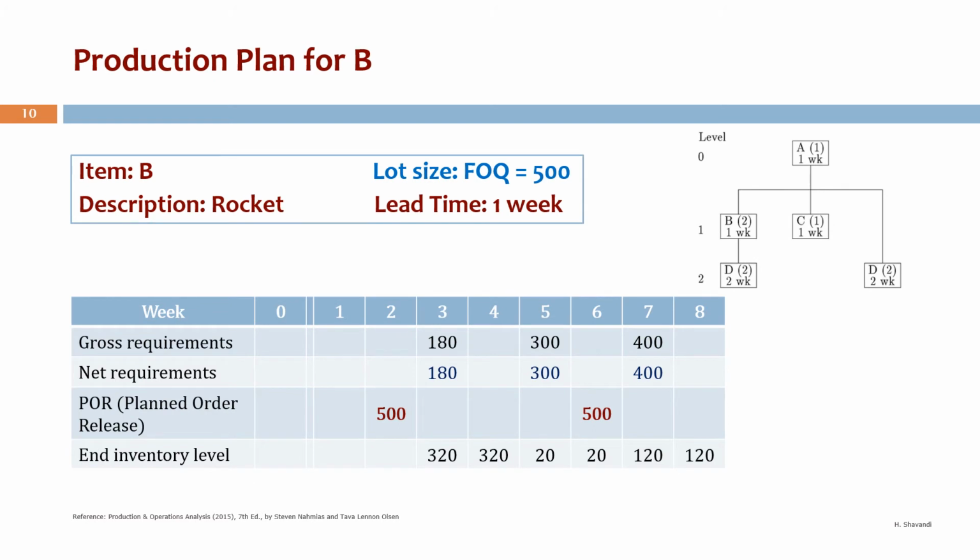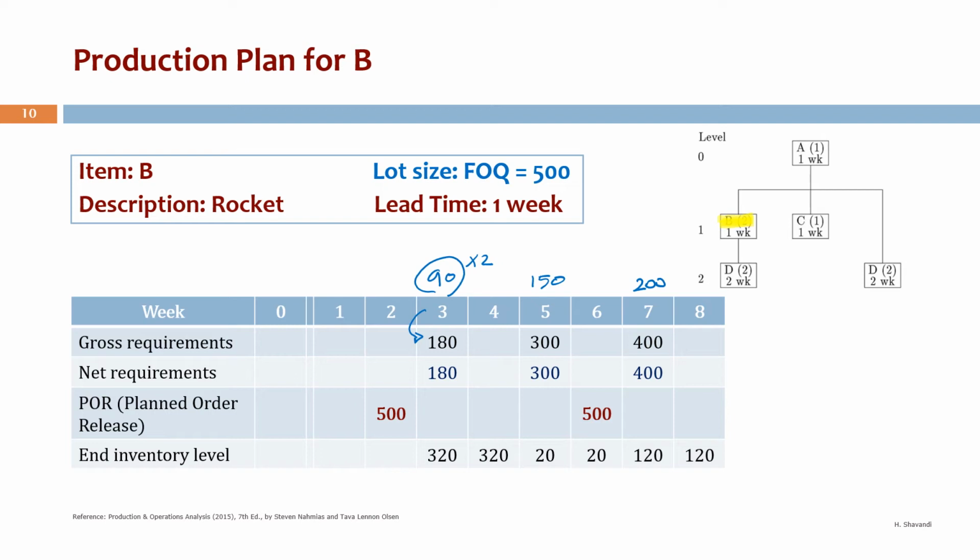For product B, as you see in the BOM, we need 2 items of B for producing 1 item of A. And as you remember in our previous slide, we had the plan for producing A. As you remember, it was 90 at week 3, 150 at week 5, and 200 at week 7, right? So since for each A we need 2 items of B, we need to multiply these numbers by 2 in order to have our gross requirements for part B. So this is how we calculate this row as our gross requirements for part B.